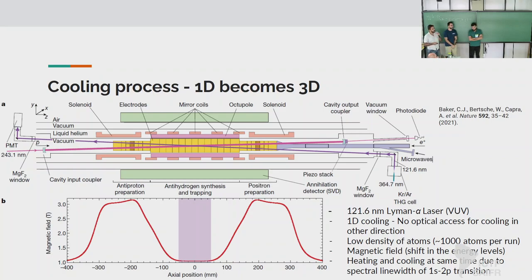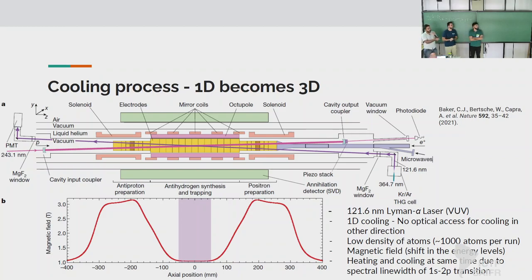For example, this wavelength is vacuum ultraviolet, so they had to produce the laser beams inside the apparatus, inside the vacuum chamber. They need to put a lot of magnesium fluoride mirrors, oh, I'm sorry, windows. And since there is a lack of optical access, they had to cool the atoms along only one direction. Most people who work with laser cooling almost every time cool in the three directions, and since there is no optical access to the trap in the transverse directions, they had to cool only one direction. But by changing the magnetic field shape, they could couple the other two transverse directions with the longitudinal direction to cool the atoms in three dimensions.